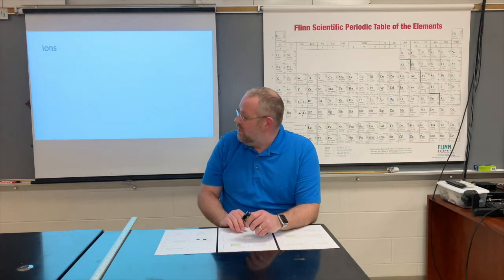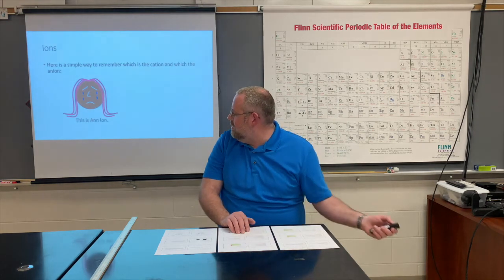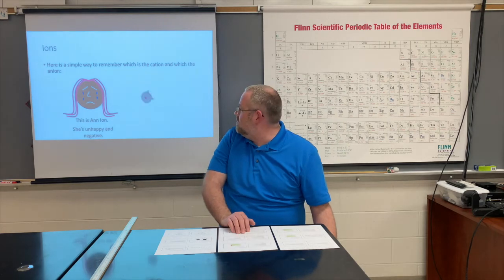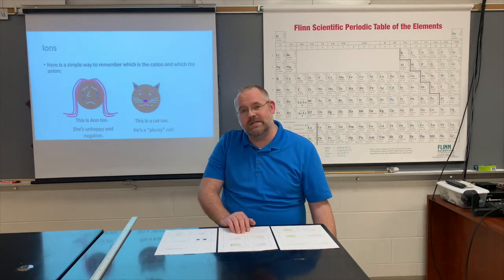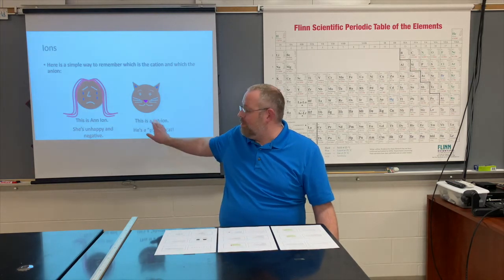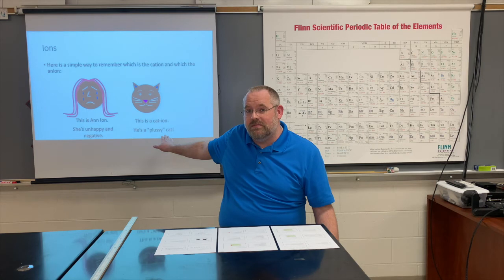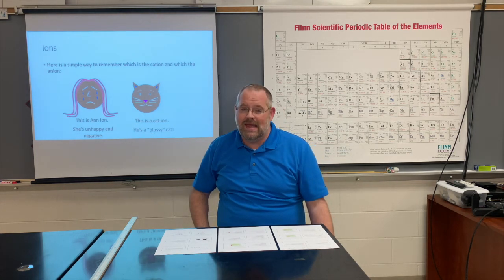So we have some names for these. We have cations and anions. So this is an ion. She is negative and unhappy. This is a cation. He is a plussy cat. Your positively charged ions are cations. Your negatively charged ions are anions.